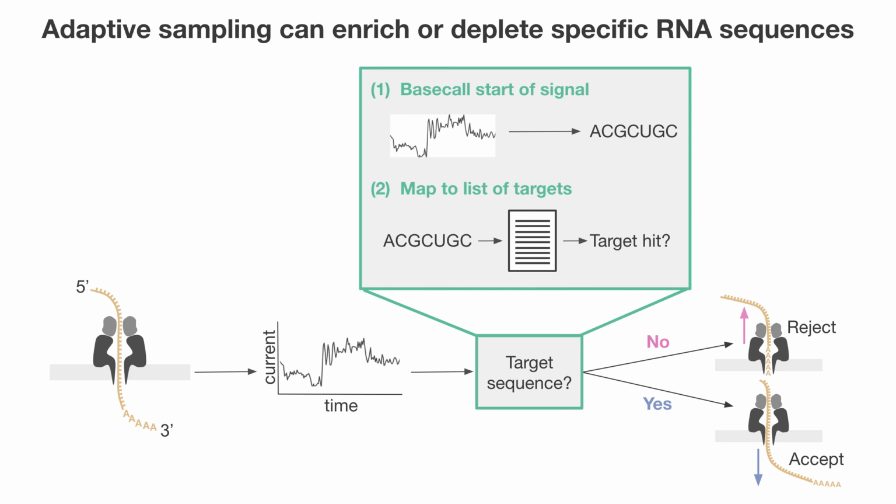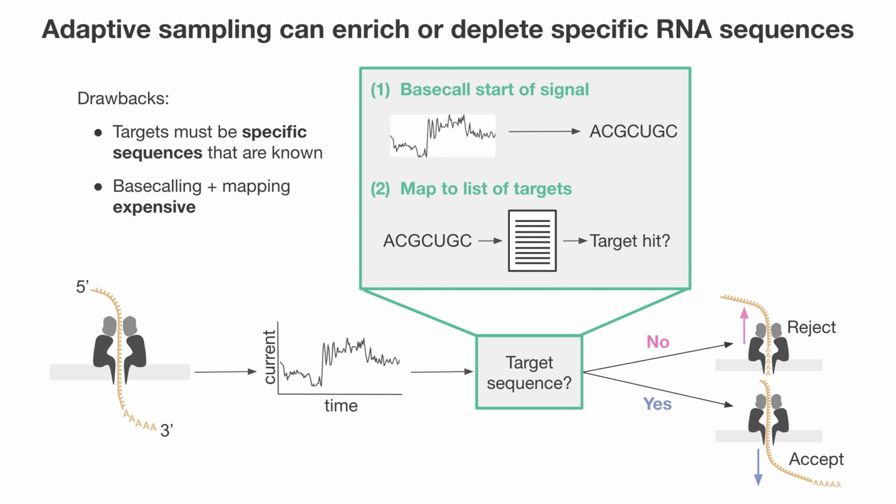A unique advantage of nanopore technology is the adaptive sampling feature. This is where in real time signals get base called and then mapped to a list of targets, and if the molecule being sequenced doesn't match the target, it can be selectively rejected from the pore by reversing the pore voltage. There are a couple of limitations with this.